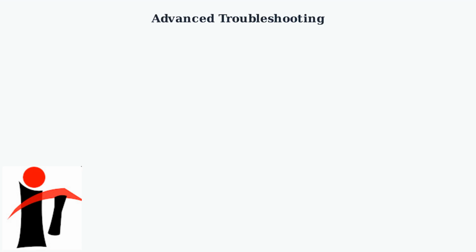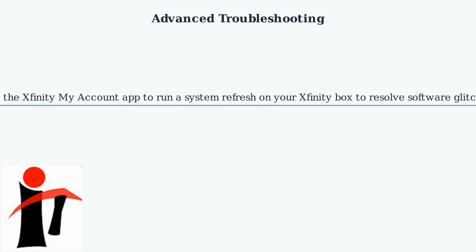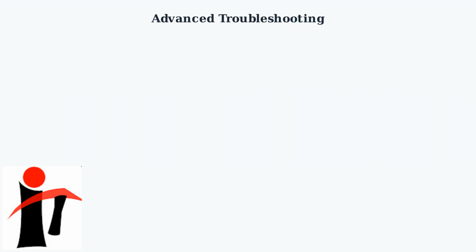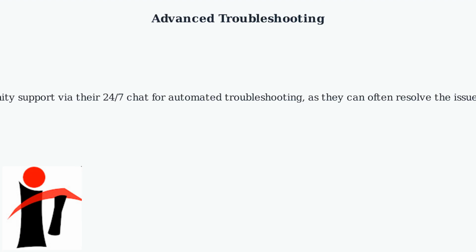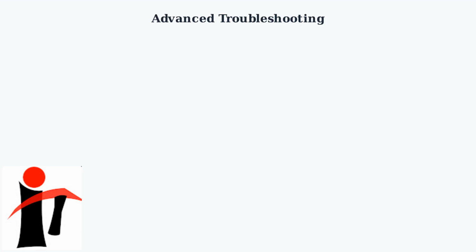If Error 54 persists after basic fixes, start by clearing the cache in your Xfinity app or browser. This removes corrupted data that can cause playback issues. Next, open the Xfinity My Account app and perform a system refresh on your Xfinity box. This addresses software glitches that trigger Error 54. For persistent issues, contact Xfinity support through their 24/7 chat service. Their automated troubleshooting can fix server-side problems causing Error 54.